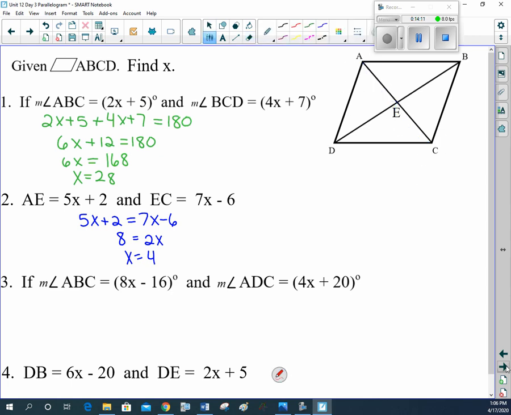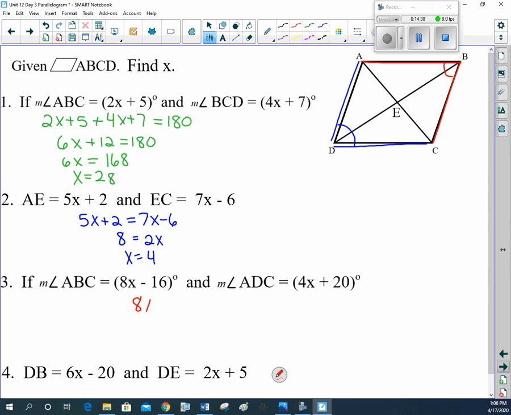So angle ABC, so here's angle ABC, and angle ADC. Let's draw that with a different color. So we're talking about this angle and this angle up here. Well, those are the angles that are congruent, so I'll just put them equal to each other and solve it.